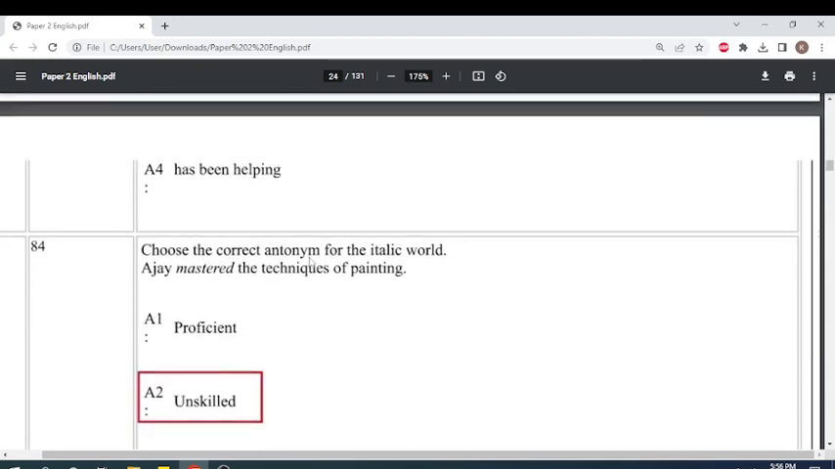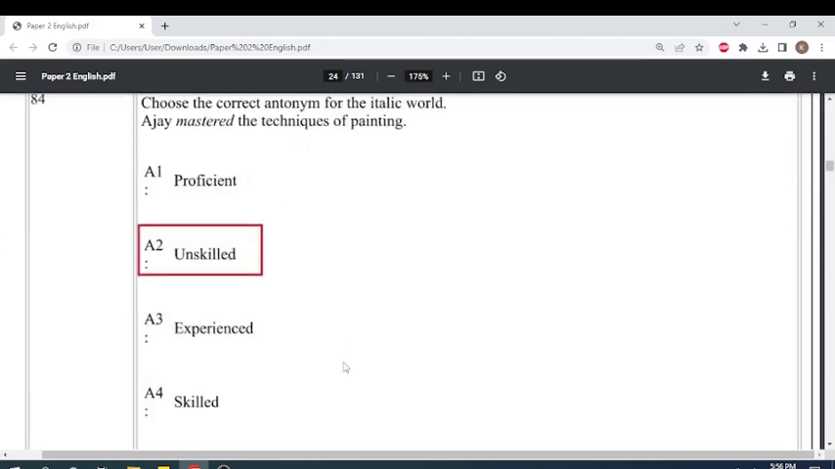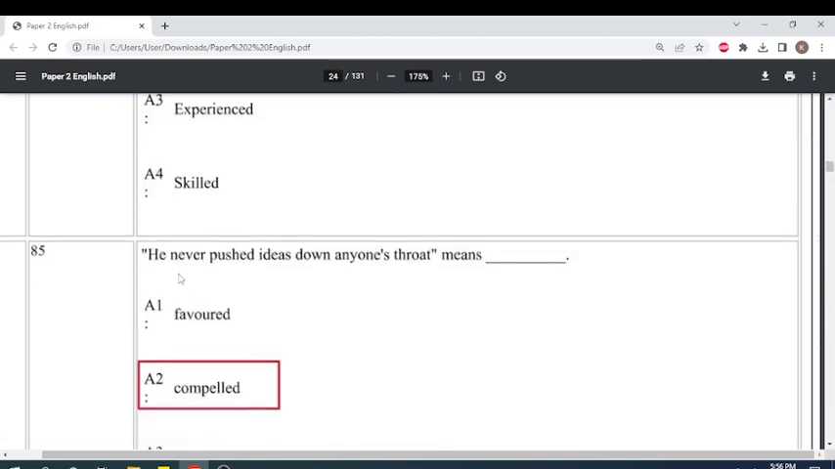84. Choose the correct antonym for the italic word. Ajay mastered the technique of painting. Answer A2, unskilled. 85. He never pushed ideas down anyone's throat means dash. Answer A2, compelled.